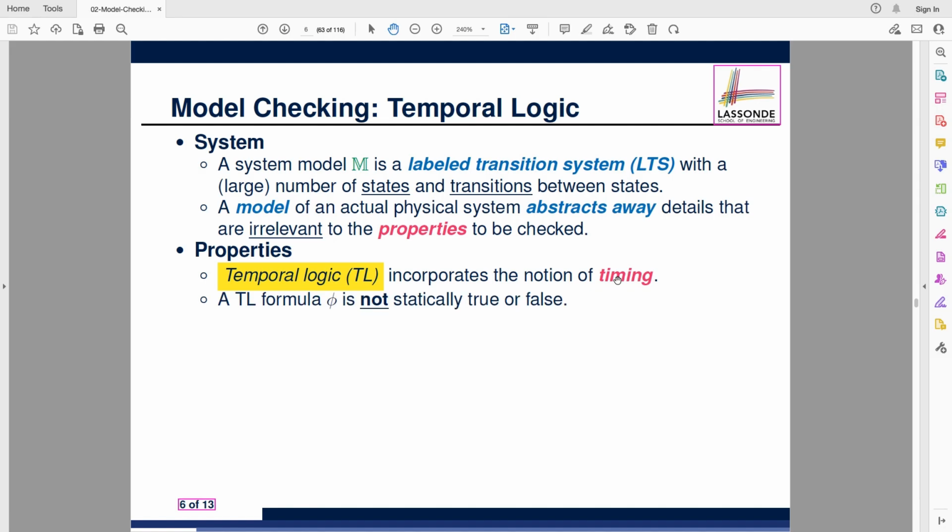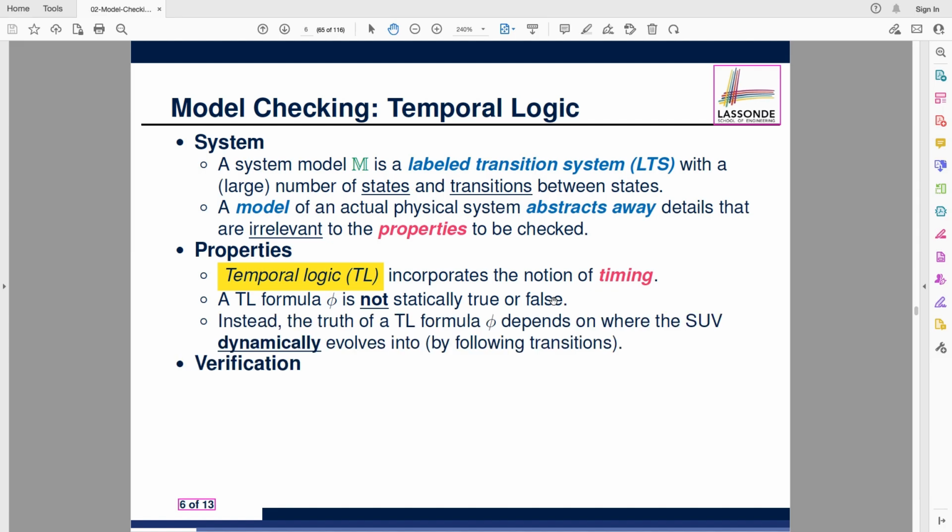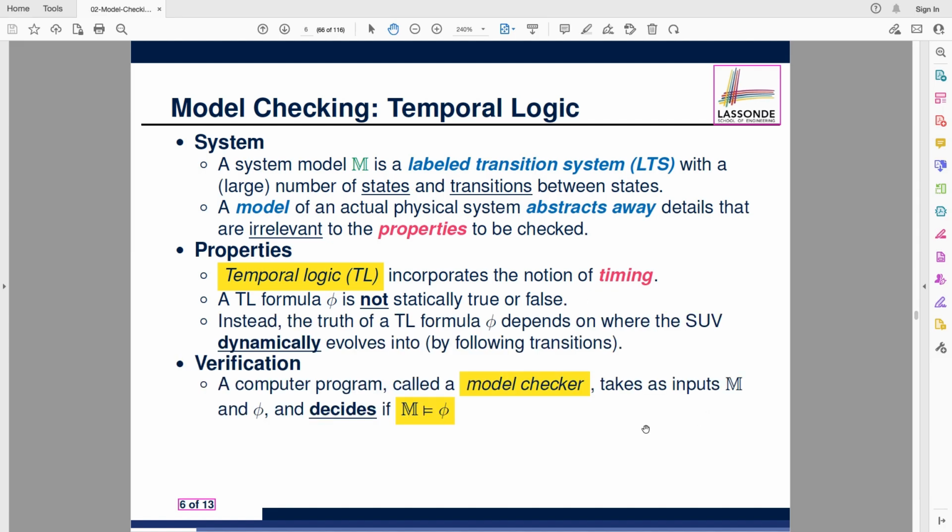And then, not statically true or false, meaning that it is no tautology, really, like something that will always evaluate to true. But rather, you just want to see how the system evolves by taking transitions and then check it. That's what I meant. Verification. Yes, model checker. And that's exactly what we just said. It's going to be a decision problem by the model checker, by exploring the LTS, label transition system, state graph.